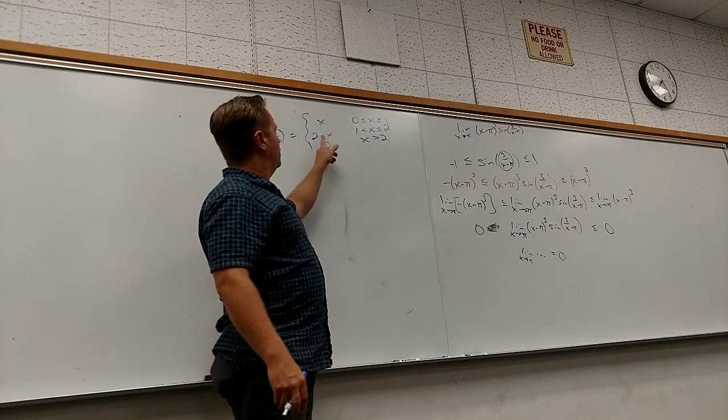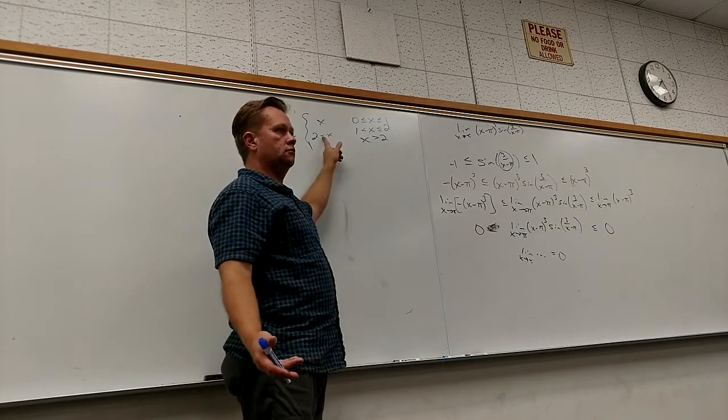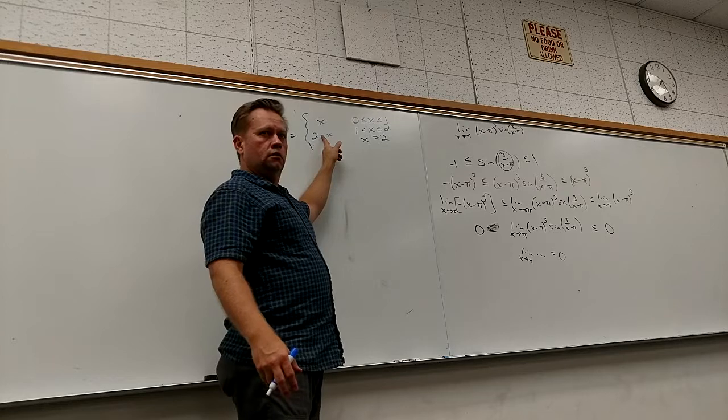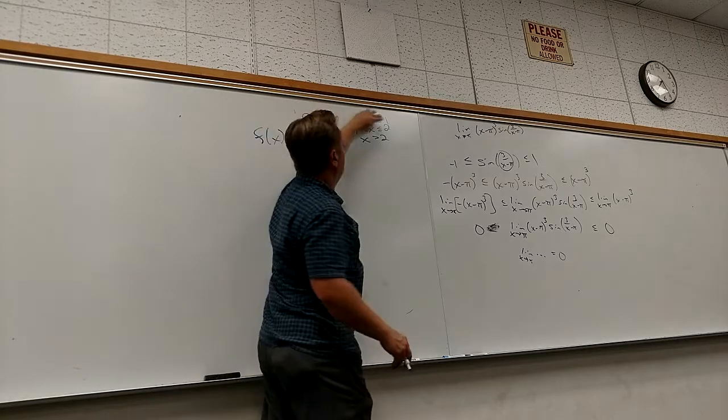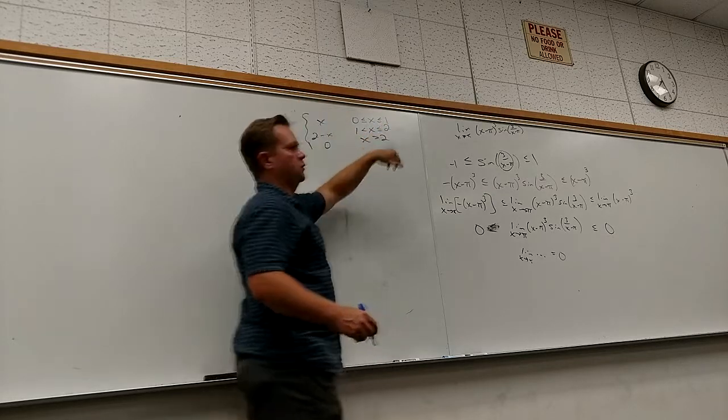Notice the open circle here. Where does it want to be at 1? This wants to be at 1. So if I took that top row off, there would be an open circle at 1. This top row fills that circle in.